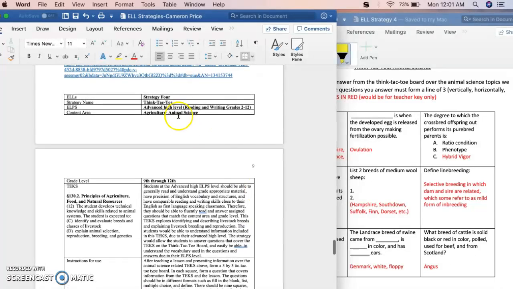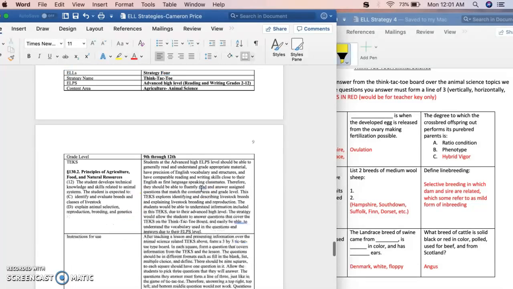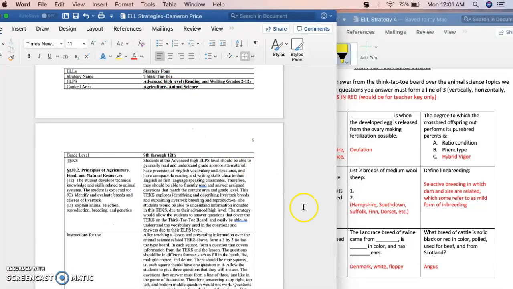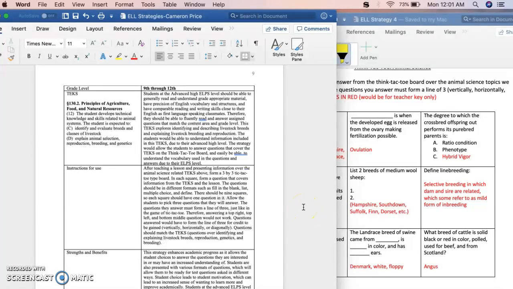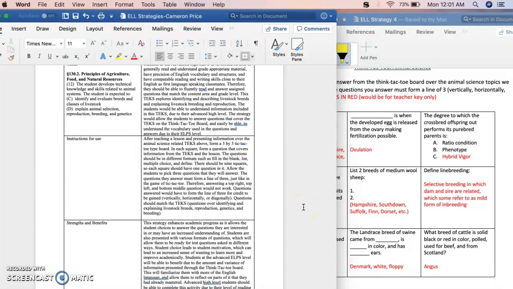So that is the Think-Tac-Toe strategy for the animal science TEKS that I mentioned for grades 9 through 12. And once again, it covers the advanced high English language proficiency standards. Thanks.